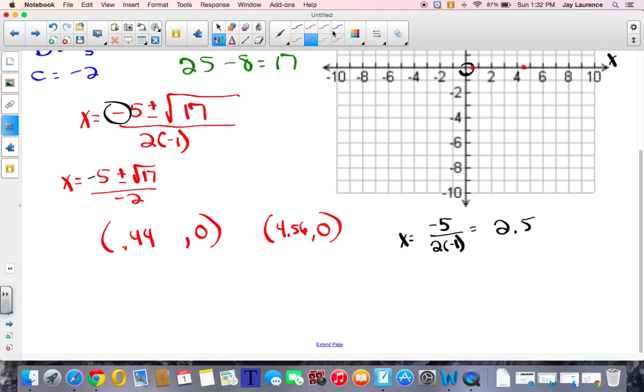All right, so now my axis of symmetry is going to be that line x equals 2.5. So that's going to be right along there.